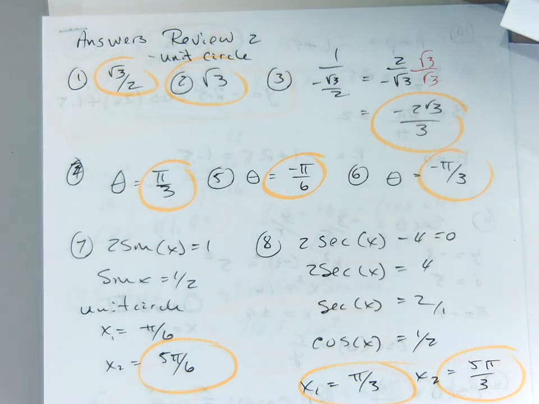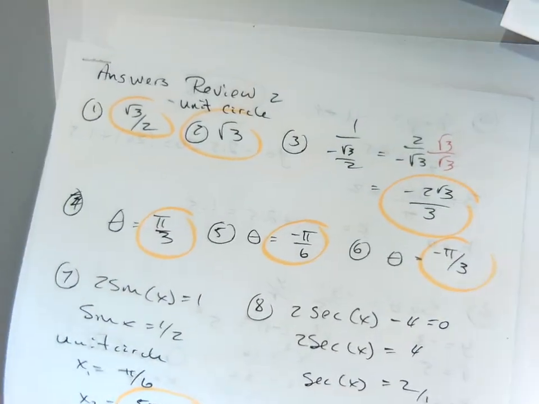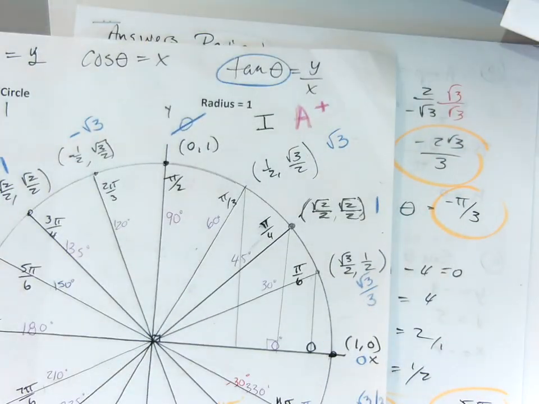Okay, we are live. So review 2 is basically trigonometry. So let's take a look at it. From the unit circle, I need to find, it'd be helpful if I had the questions. Hold on, let me find the questions. Okay, here we go.